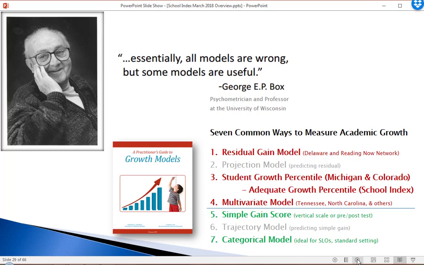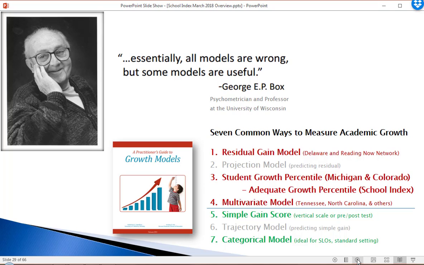Before that, maybe a quote from Dr. George Box would be appropriate. It says, essentially, all models are wrong because they are giving a probability, not a certainty, but some of these models are useful. So let's take a look at some of the models that you might be familiar with.